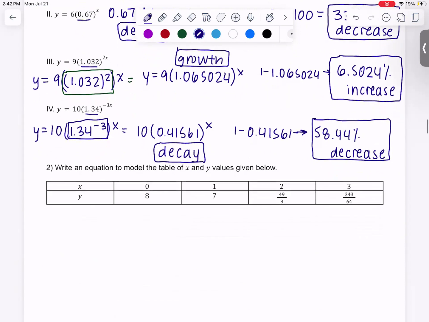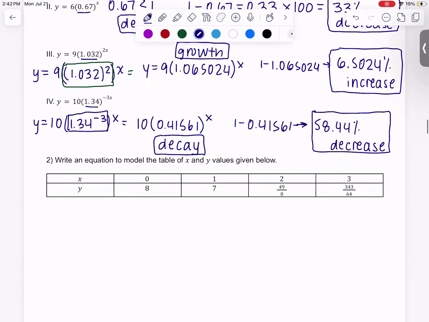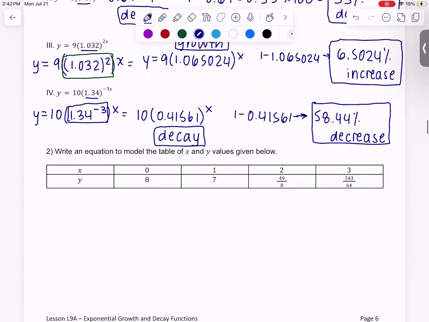Number 2, write an equation to model the table of x and y values given below. Well, we already see the initial value here, 0 comma a, sorry, it's the y-intercept. So a is 8. To figure out the common value, the b value, we know that the b value is what we multiply by each step. So let's do the opposite with these output values. Let's divide them backwards to figure out what's being multiplied.